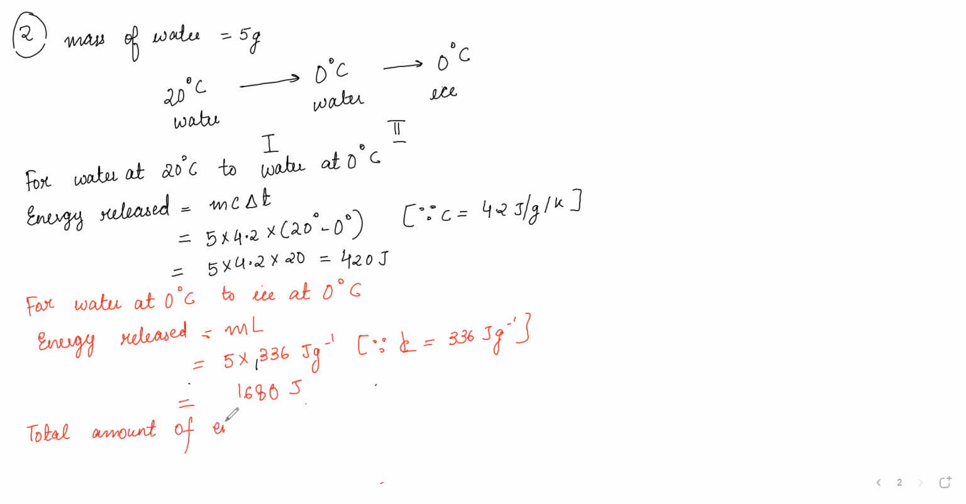So the total amount of energy that is released is equal to 1680 joules plus 420 joules. So this is equal to how much? 2100 joules. Okay, so this is your final answer, 2100 joules. So this way the second question has been done. We'll move on to the next question.